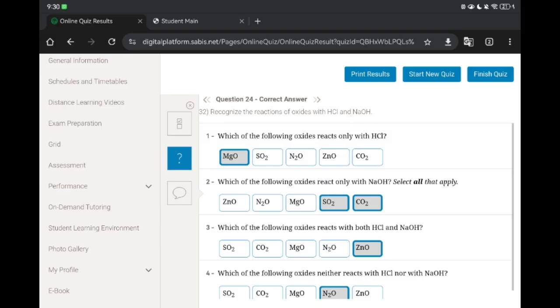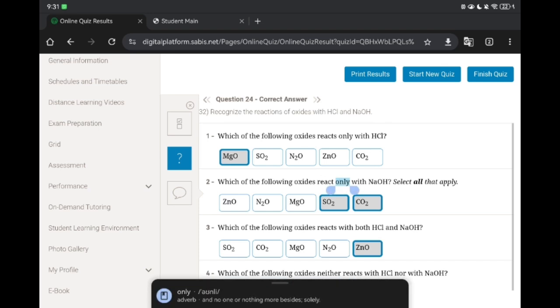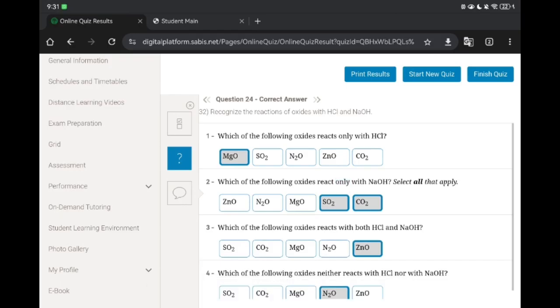Which of the following oxides react only with NaOH? Again, the word only. And nothing more besides. See the definition at the bottom? So it only reacts with NaOH. It doesn't react with anything else. Obviously the basic one can't react with the base. N2O is neutral. So you have to pick the acidic ones, which are SO2 and CO2.